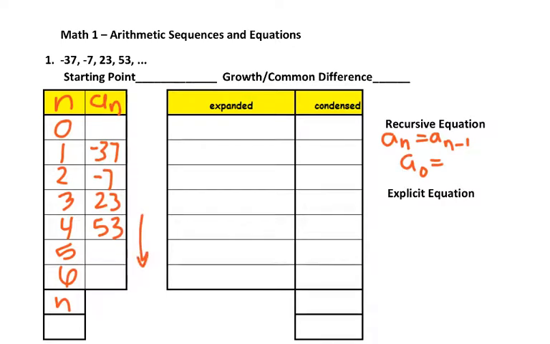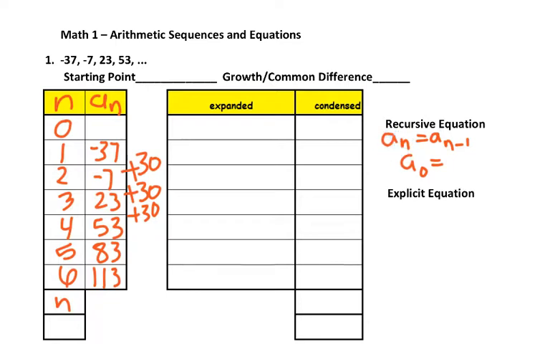Okay, so from negative 37 to negative 7, looks like we're adding 30. Then from negative 7 to 23, yes, still adding 30. 23 to 53, adding 30. So this would be 83. And this would be 113.